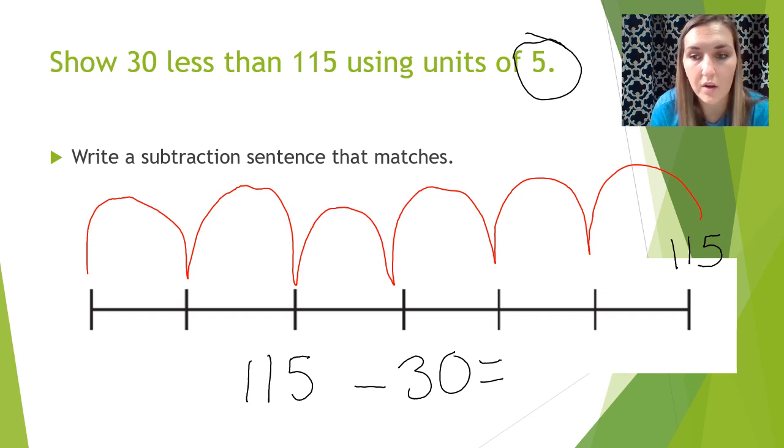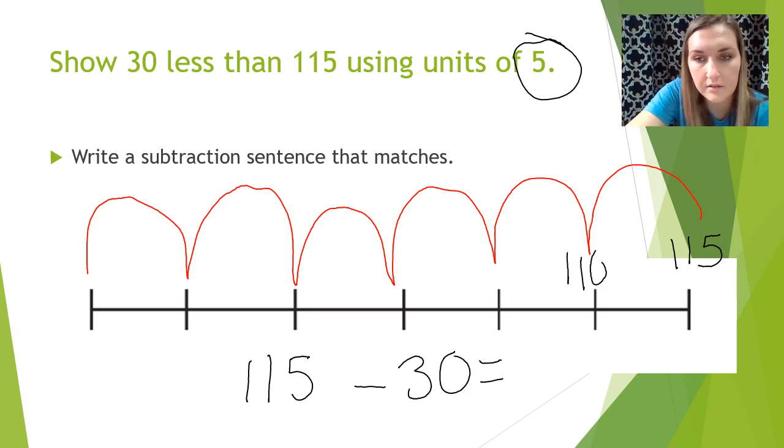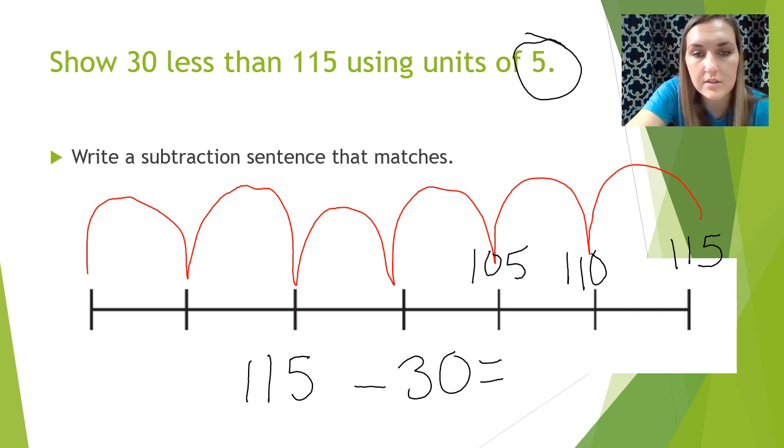Now is the tricky part. We have to count down by fives, starting at 115. If you need to rewind and try it again with me, you can always click rewind. 115, 110, 105. 5 less than 105 is 100. We have to keep going.